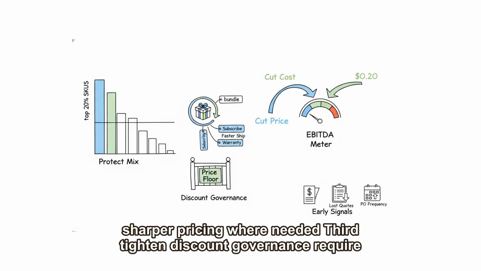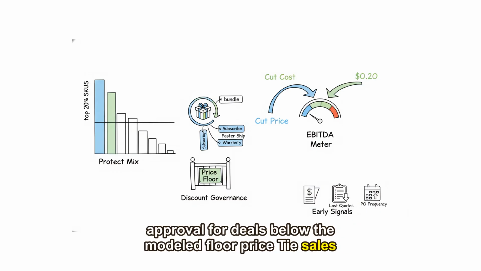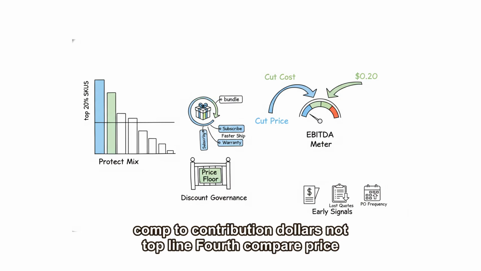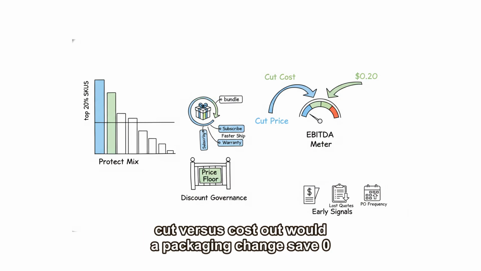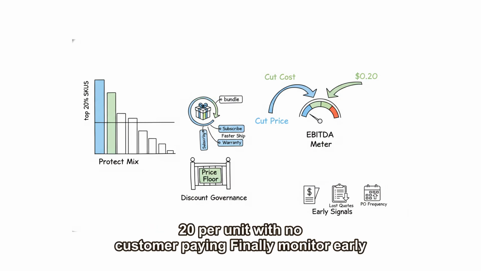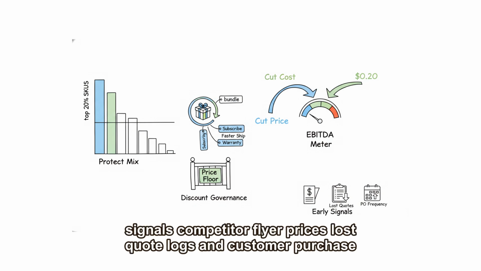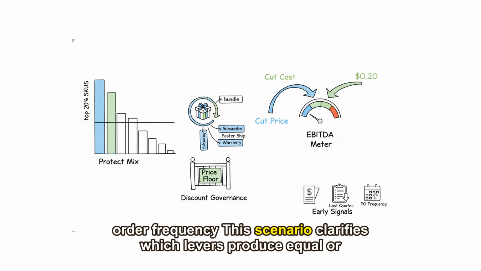Third, tighten discount governance. Require approval for deals below the modeled floor price. Tie sales comp to contribution dollars, not top line. Fourth, compare price cut versus cost out. Would a packaging change save 20 cents per unit with no customer pain? Finally, monitor early signals, competitor flyer prices, lost quote logs, and customer purchase order frequency.